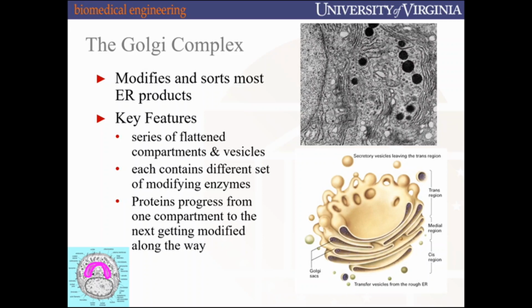And as they travel through these stacks from cis to trans, they're modified in different ways at each level. Ultimately, they bud off into vesicles that facilitate their transport and targeting, either to the plasma membrane for secretion or to other membrane-bound organelles within the cell. As you can see, the size of each Golgi complex stack is on the order of the size of the rough ER and smooth ER at approximately 100 nanometers.